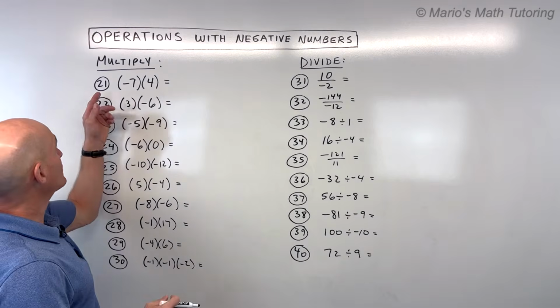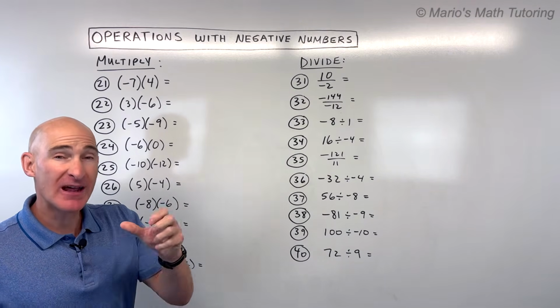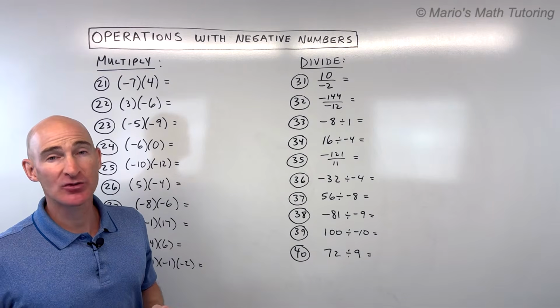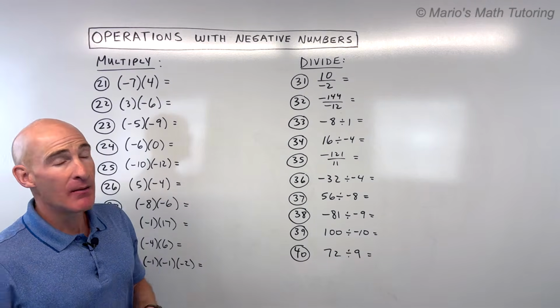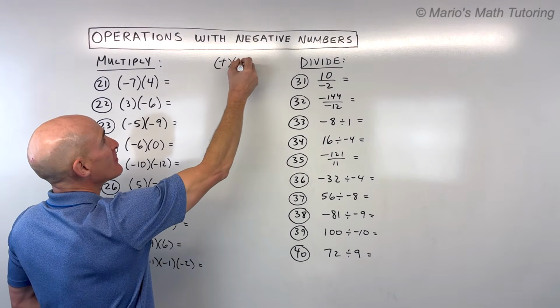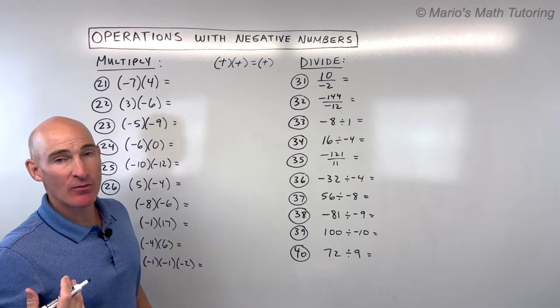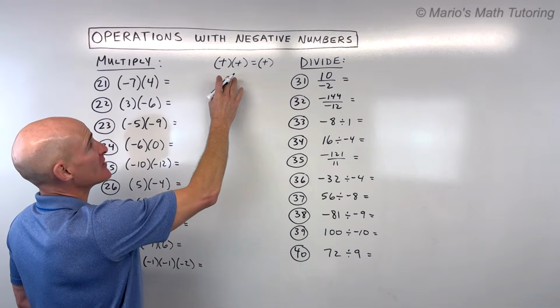Okay, so now starting with multiplying, and I want to show you the rules first. We have to kind of shift gears when we go from adding and subtracting to multiplying and dividing. Multiplying and dividing, here's what you want to remember. A positive times a positive is a positive. That's what we learned a long time ago, right? Just multiply the two numbers together. We just dealt with positive numbers.